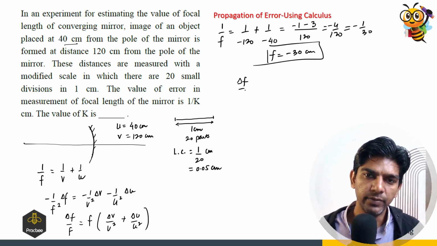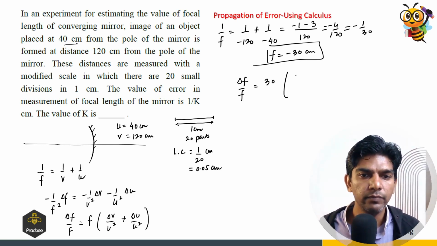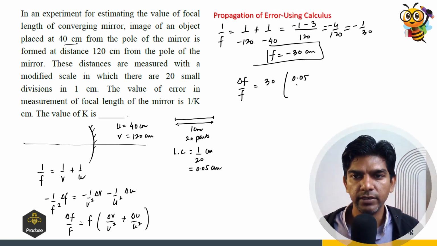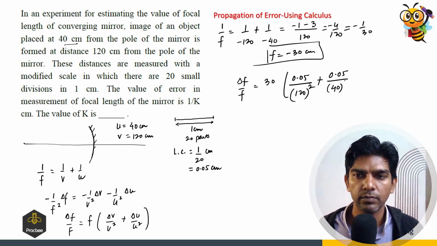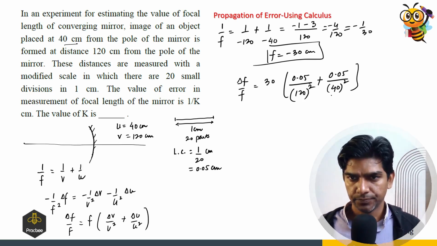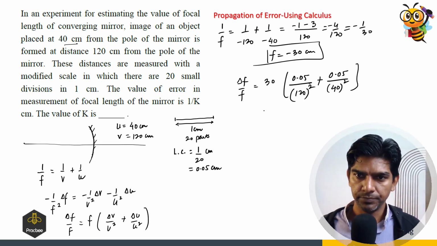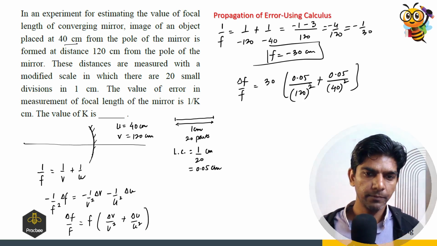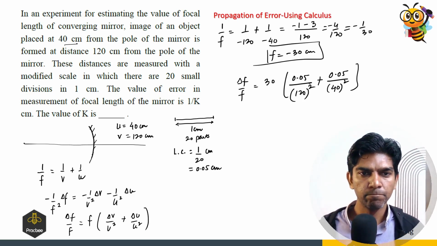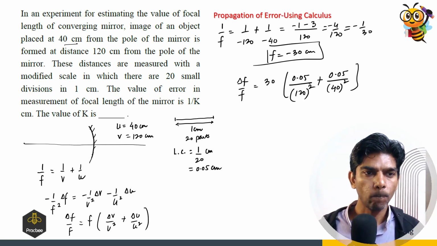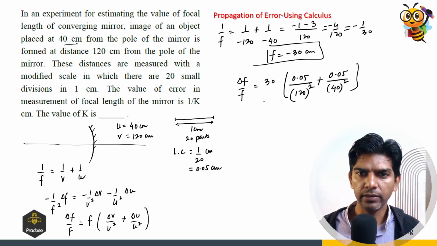So delta f by f, its maximum value will be 30 centimeter times delta v. So delta v is 0.05 centimeter divided by v square. V square is 120 square plus delta u is 0.05 divided by 40 square, right? So let us simplify this and we have to find the percentage error, right? Value of error in the measurement of the focal length is 1 by k. Achha, error we have to find, right?